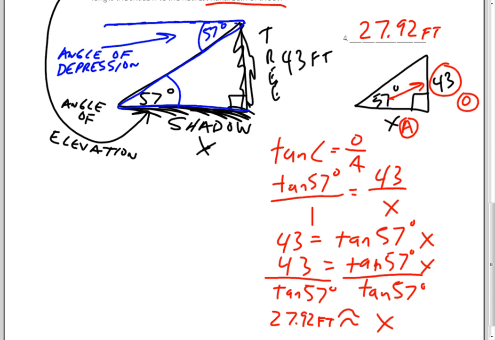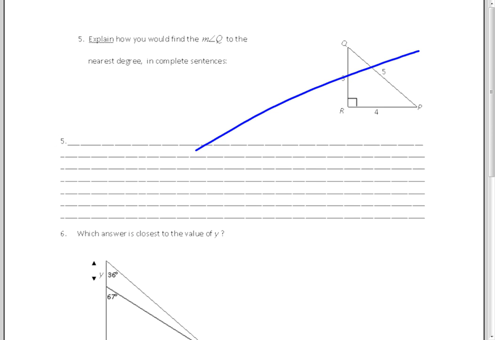If we don't get it, turn your paper over. We are not doing number 5. We don't need to do that. Let's jump down to number 6.